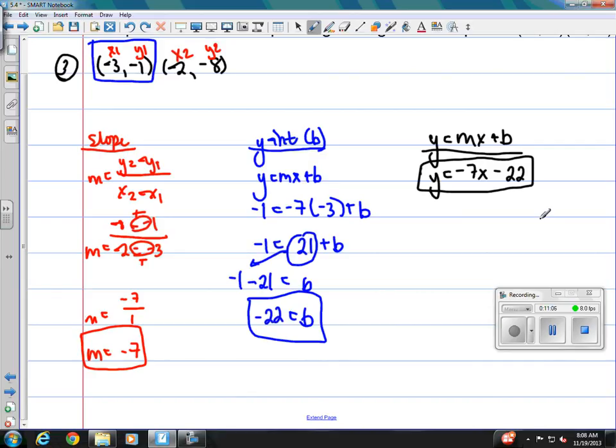And we have found our equation by giving a graph, a slope, and a point, and now 2 points. So that finishes up for our 5.4 video.